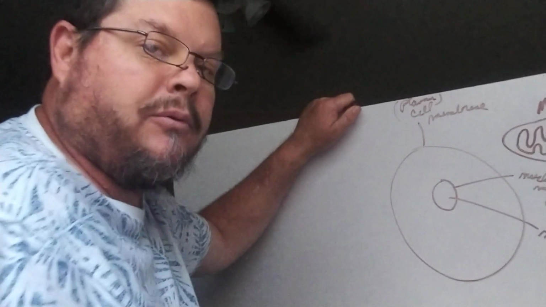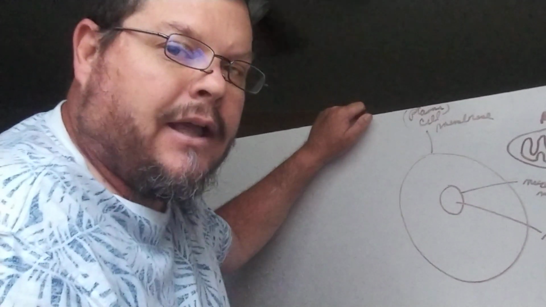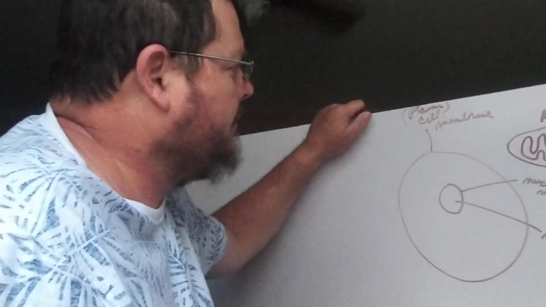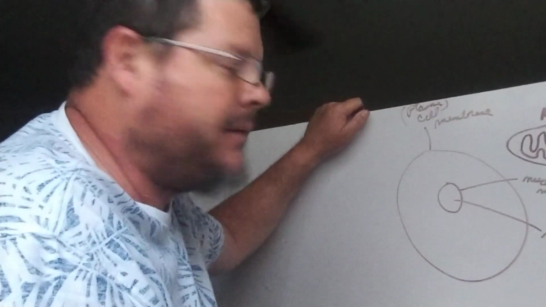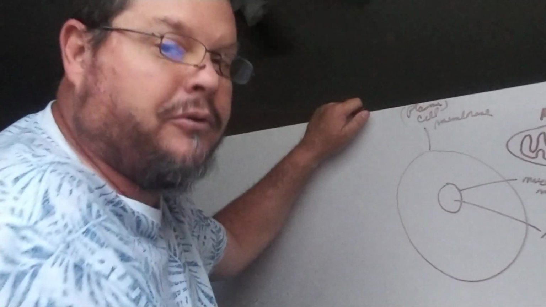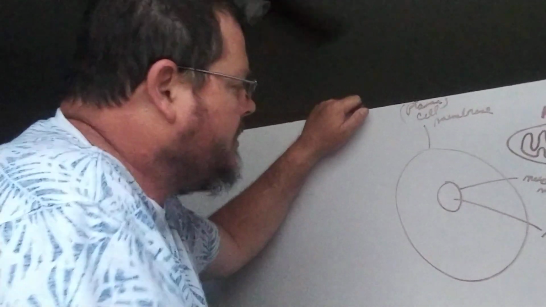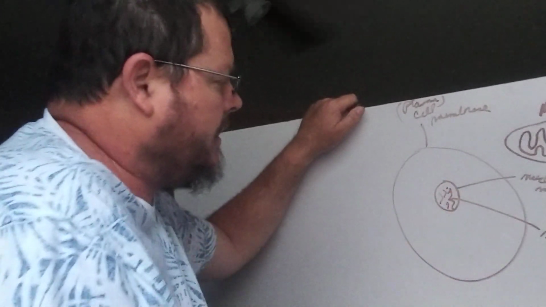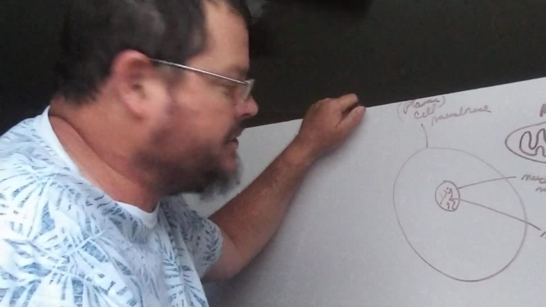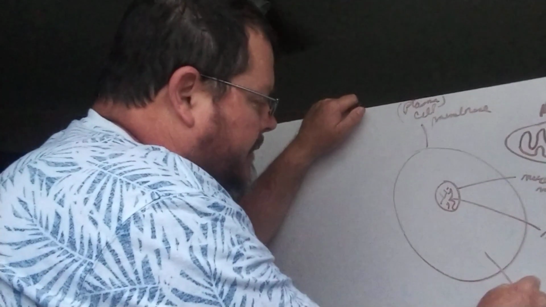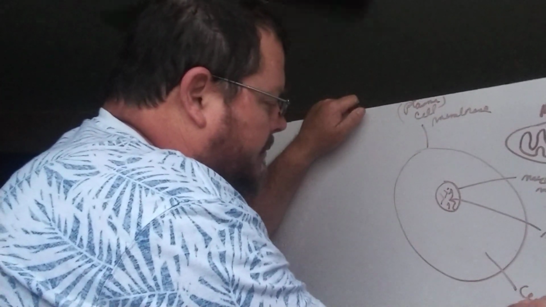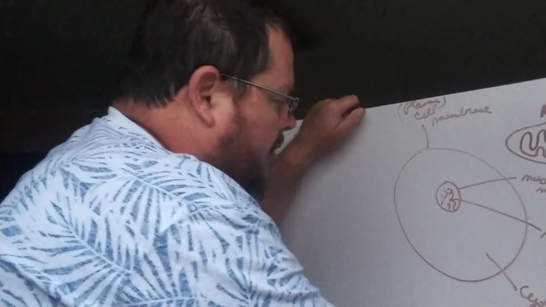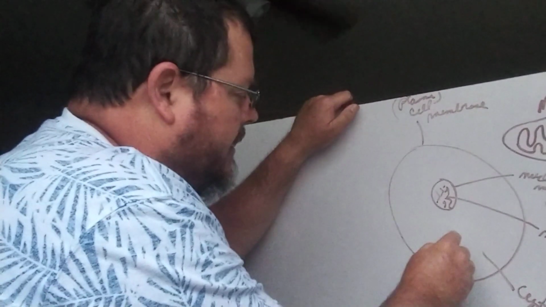Just another word. Biologists love to have multiple words for the same thing. So plasma membrane or cell membrane, same thing. Nuclear membrane or nuclear envelope, same thing. The nucleus, of course, contains all the DNA. It's held within the nucleus and protected there. This is the cytoplasm. This is the fluid-filled part of the cell that contains all the organelles.